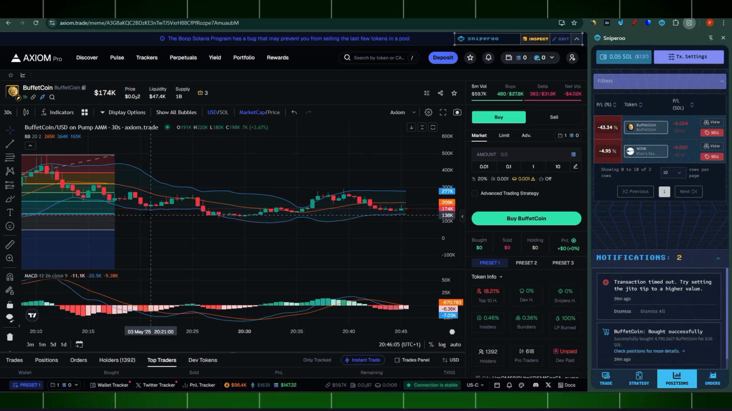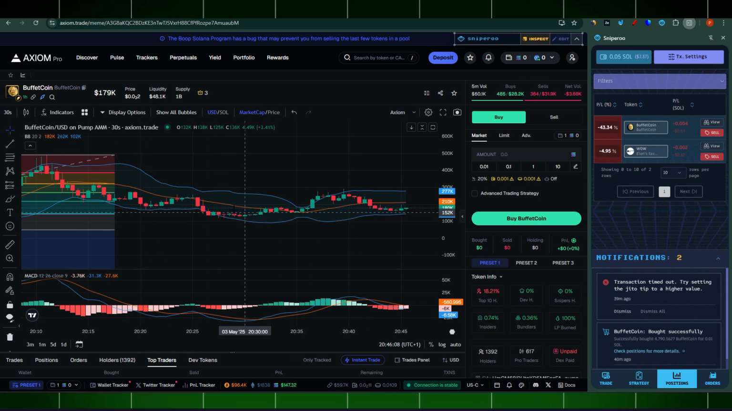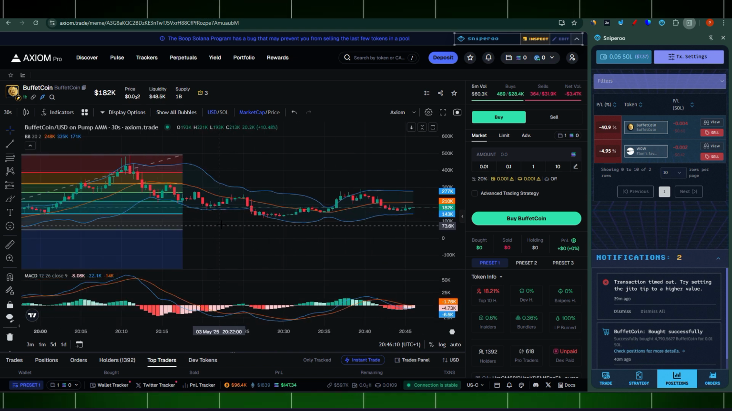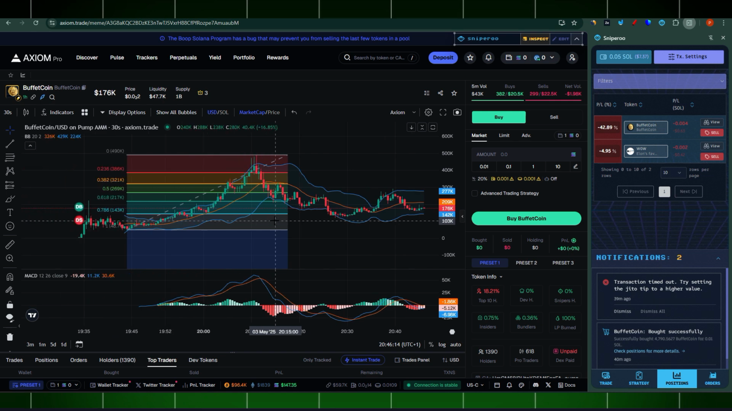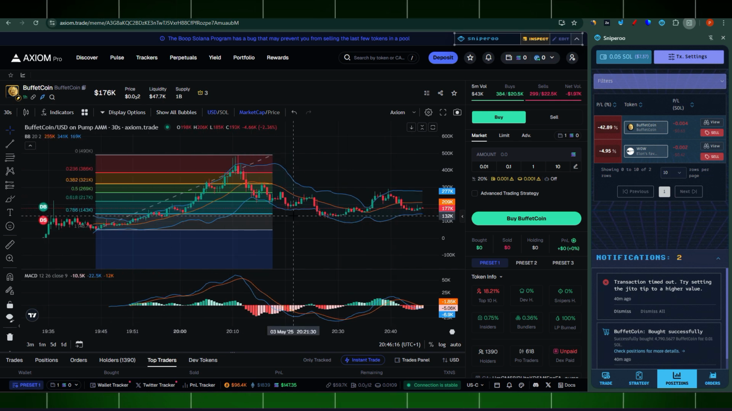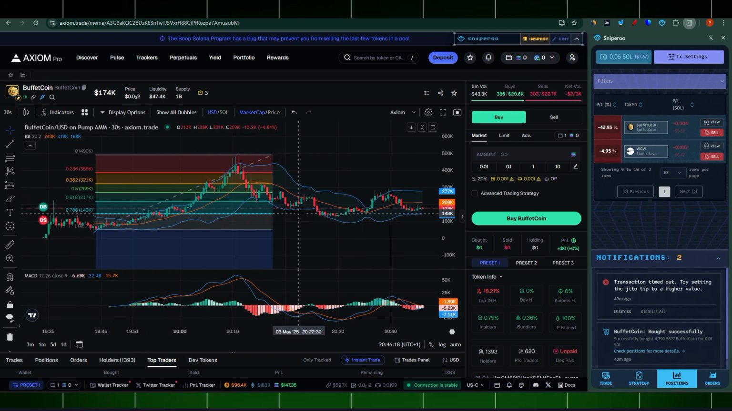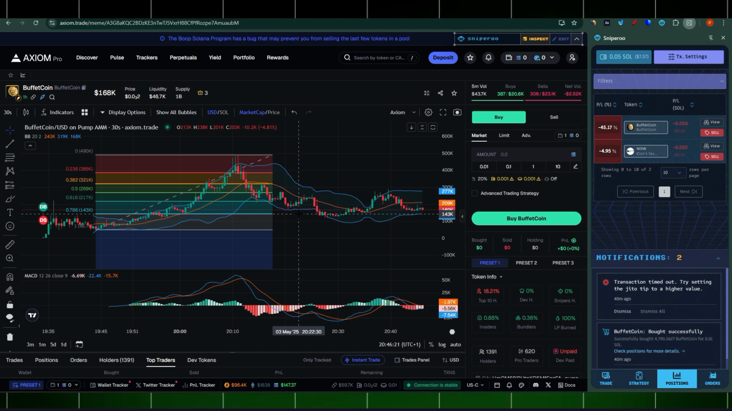Again, look at this struggle here. Remember this time we were fighting here. Now it's happening again, right? And I think the 0.786 level will hold. That's my opinion.